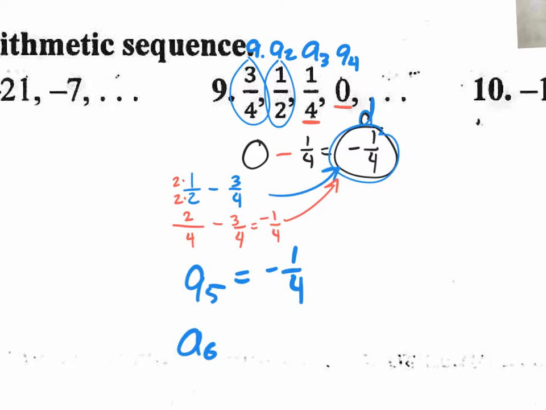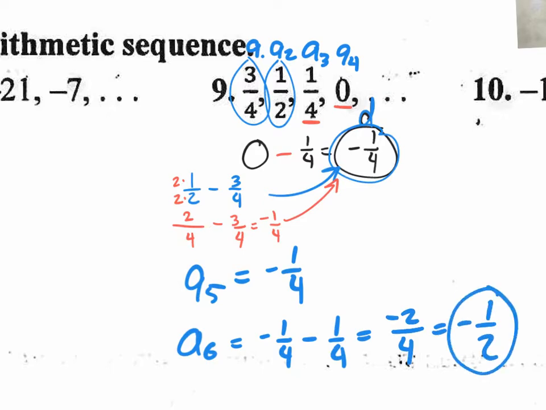Okay, so let's think about that. Negative 1/4 minus 1/4. Do we have a common denominator? Yeah, it's easy, right? So let's actually just subtract the top with the top. So you have negative 1 minus 1. What's negative 1 minus 1? That's negative 2, and it's over 4. And negative 2 over 4 could be reduced to negative 1/2. So your sixth term is really negative 1/2.